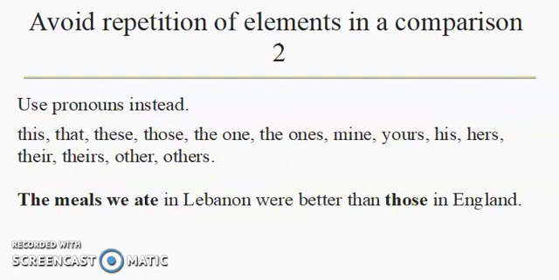We also try to avoid repetition of elements in other ways, and we can use pronouns to do this, of which there are many, and there's quite a list here for you to read. Here's an example. The meals we ate in Lebanon were better than those in England. It saves having to repeat the words, the meals we ate. Instead, we use one word and we have a comparison.